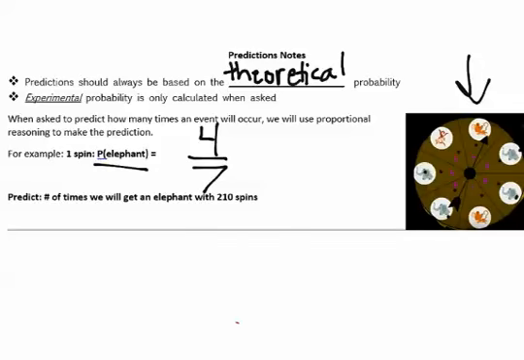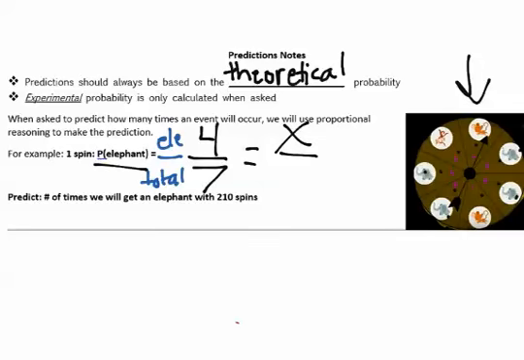Now, the prediction part comes in. We set up another ratio. It says predict the number of times we will get an elephant with 210 spins. Okay, so remember the top right here, the numerator is talking about elephant. I'm going to abbreviate elephant. And then the denominator is talking about the total possible number of outcomes. So there's 7 things on that spinner. Okay, so if we are looking for how many elephants we're going to get with 210 spins, where do you think we're going to put the x? Well, we're going to put the x on top because the numerator is in line with elephant. Okay, so we want the x to be in line with elephant.